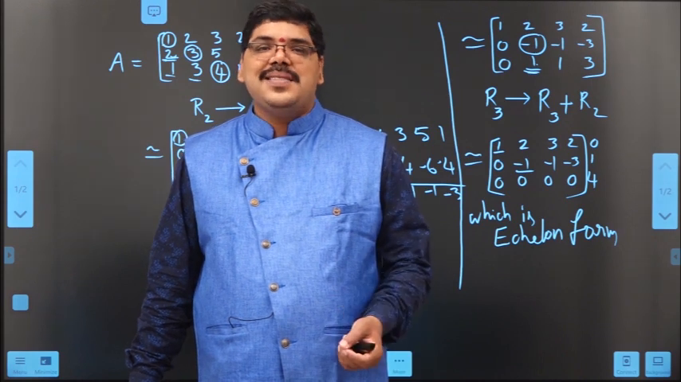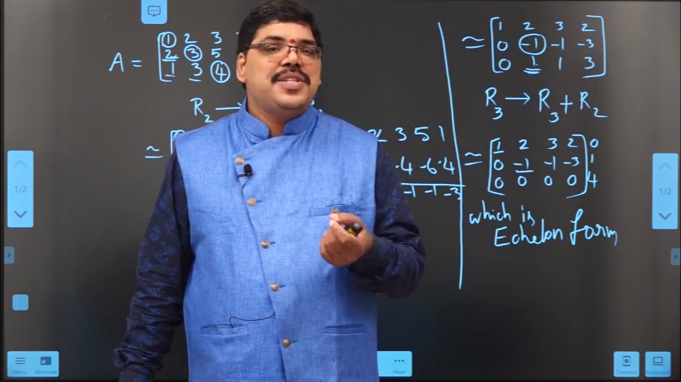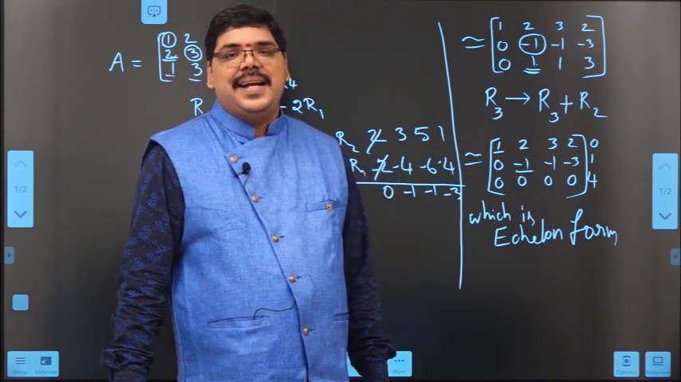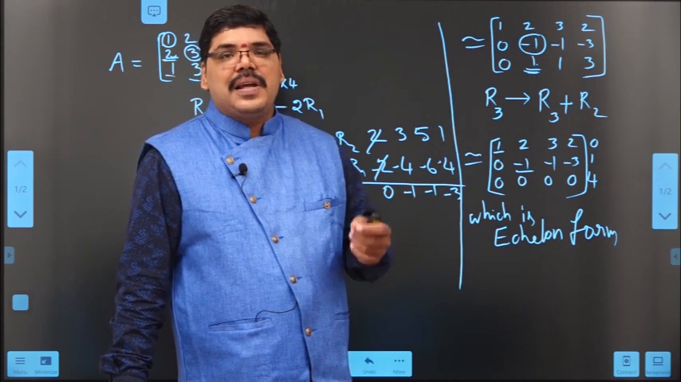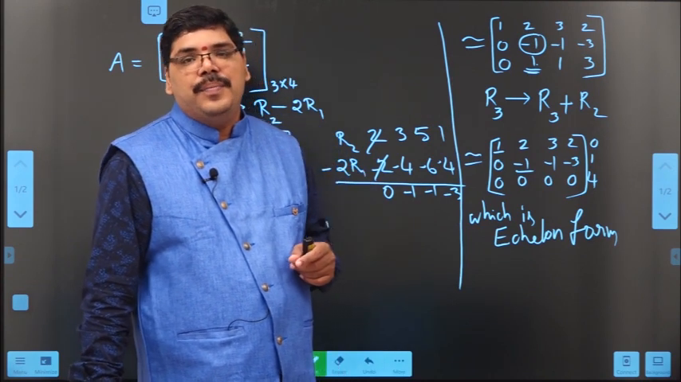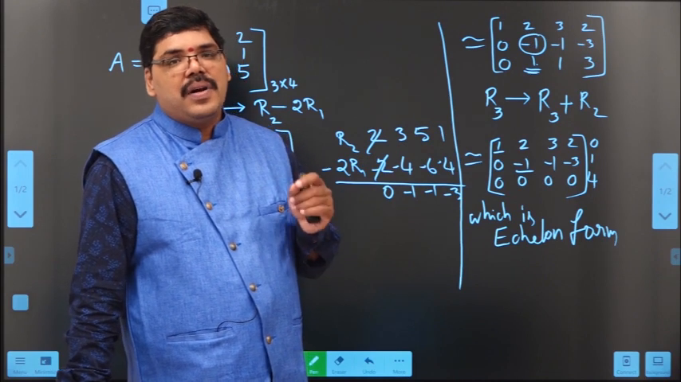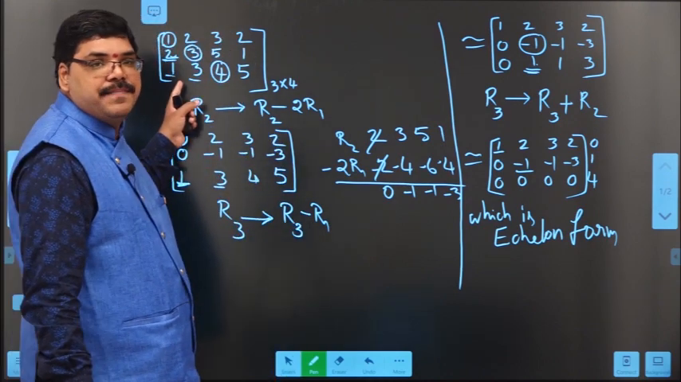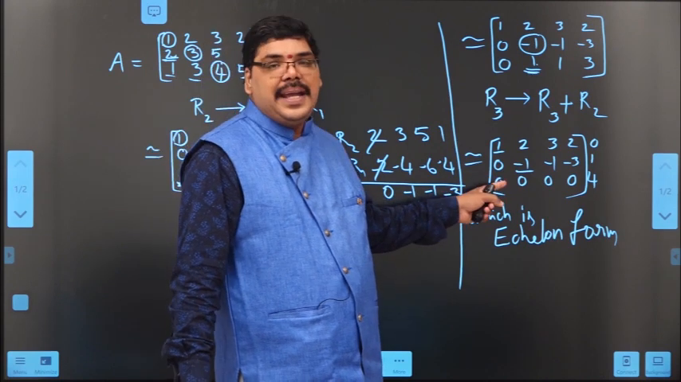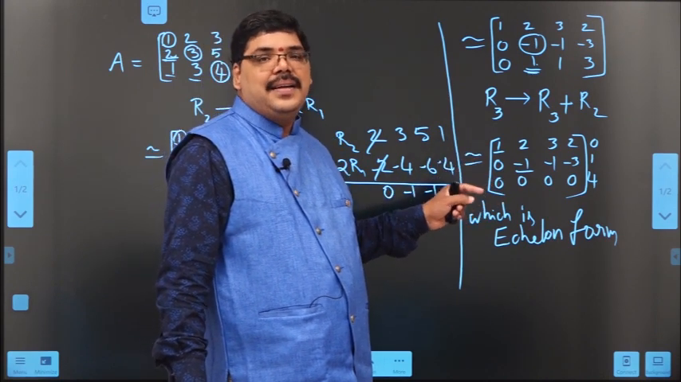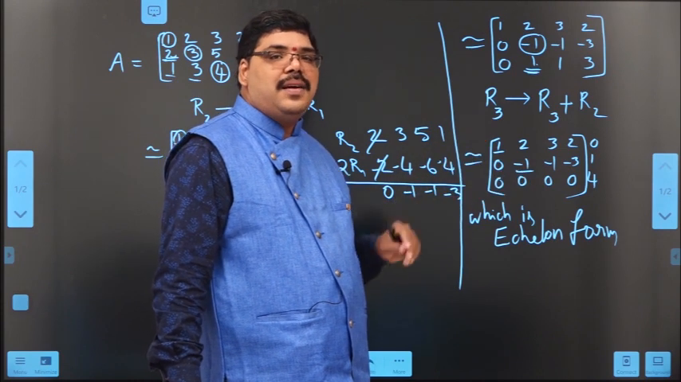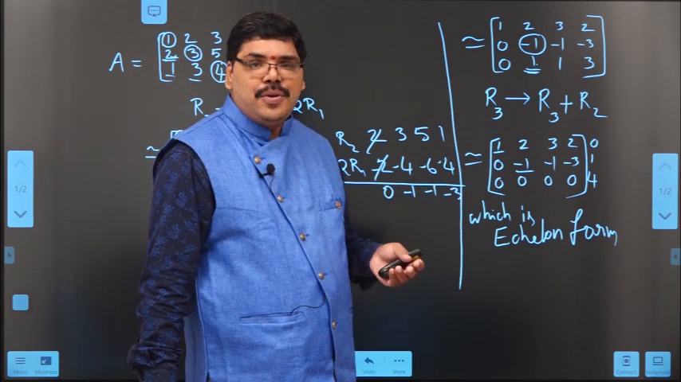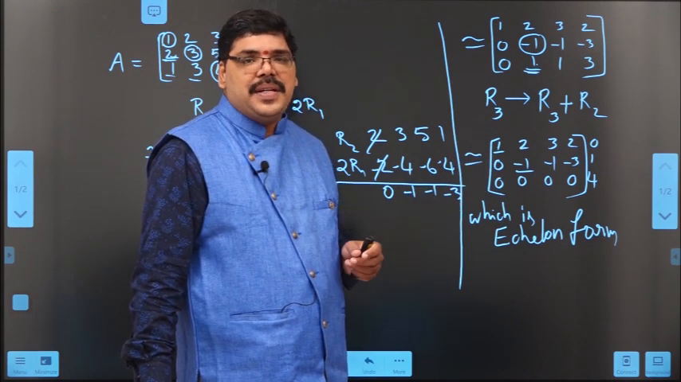Now, what is rank? If I reduce a matrix into echelon form, how do you decide the rank? The rank is decided as the number of non-zero rows in the echelon form. See, this is the given matrix and this is the echelon form. For finding rank, count the number of non-zero rows in the echelon form. What do you mean by non-zero rows? Non-zero rows means there exist some non-zero elements.